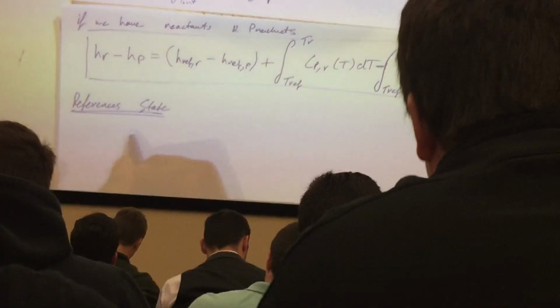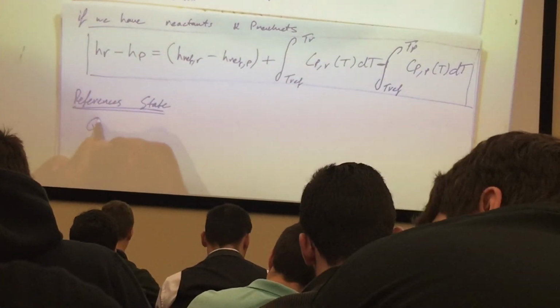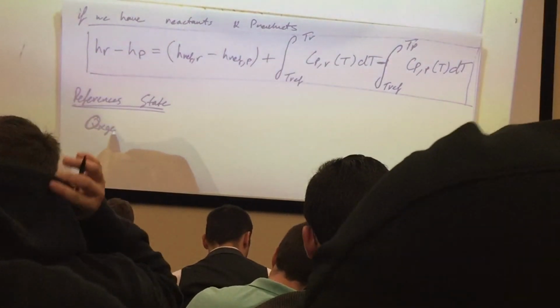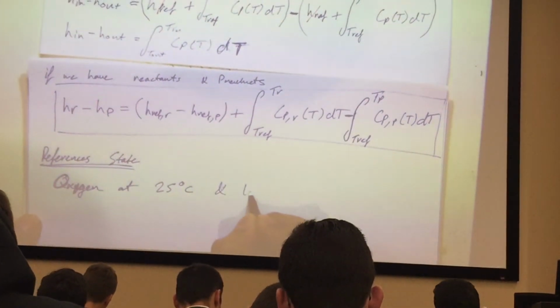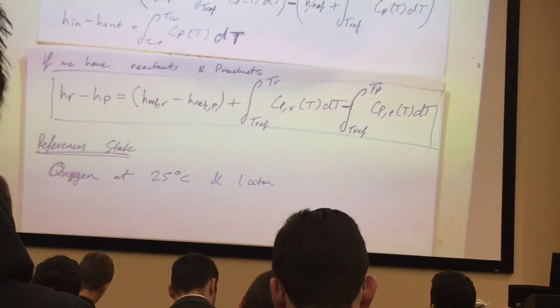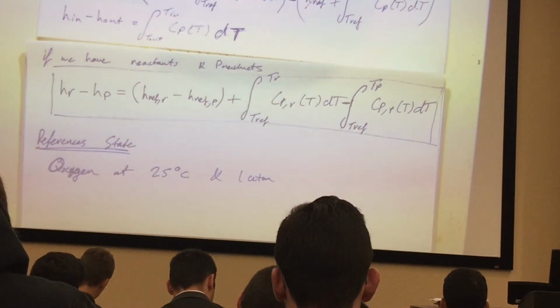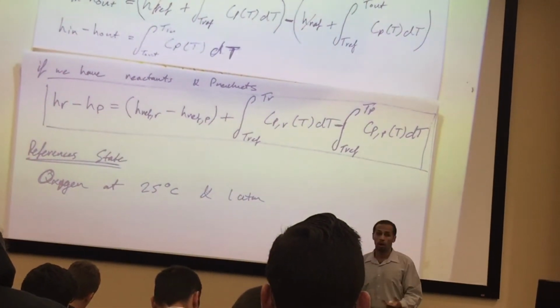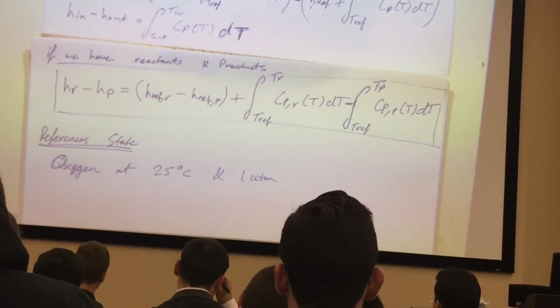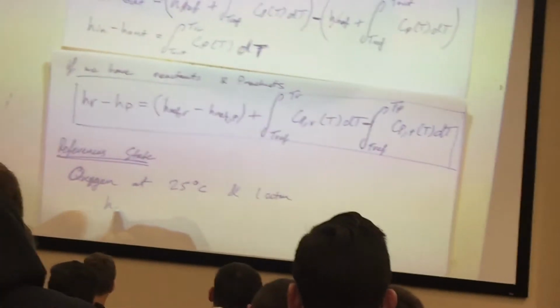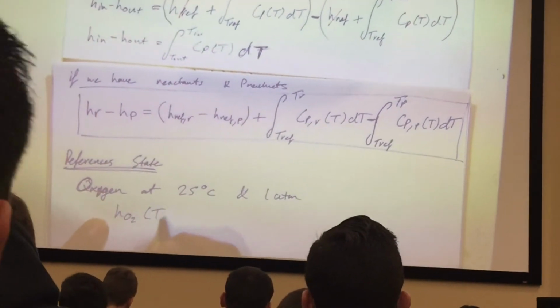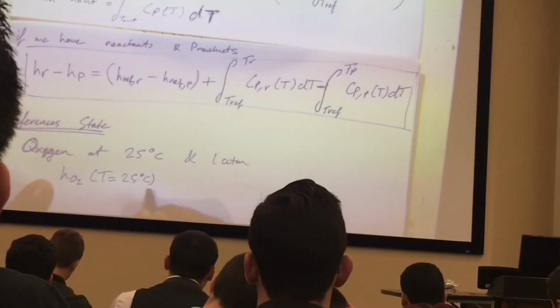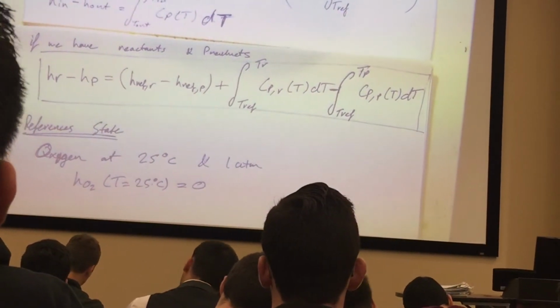So let's say, for example, if I have oxygen at 25 C and 1 atmosphere. So that's a reference state that I'm going to use for my enthalpy for oxygen. And I could just say at that state, at T equals 25 degrees C, it is equal to 0. And that is my reference point.